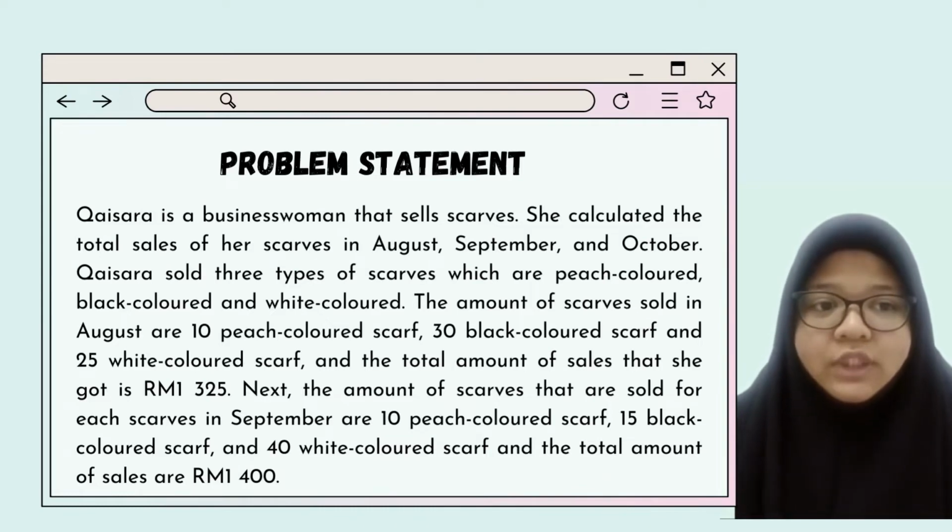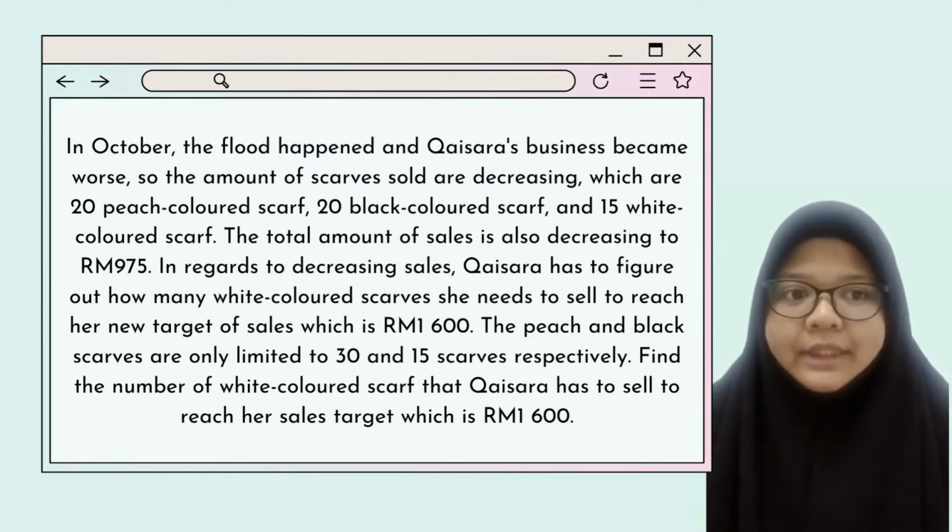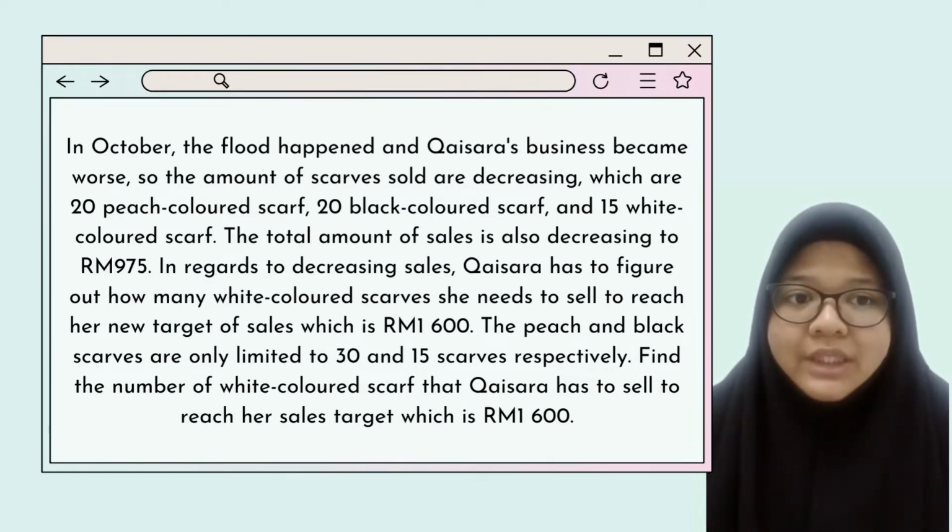Next, the amount of scarves sold in September are 10 peach coloured scarves, 15 black coloured scarves and 40 white coloured scarves. And the total amount of sales is 1,400 ringgit. In October, the flood happened and Kaisara's business became worse. So, the amount of scarves sold decreased, which are 20 peach coloured scarves, 20 black coloured scarves and 15 white coloured scarves. The total amount of sales also decreased to 975 ringgit.